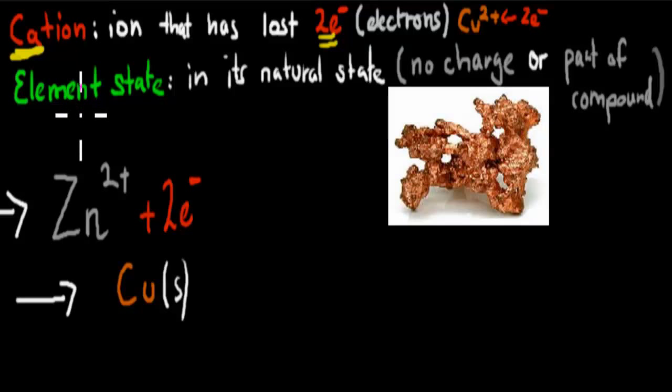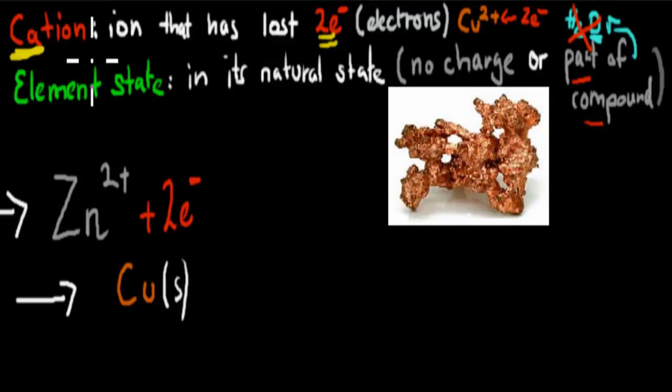Whereas on the other hand, if you have an elemental state, so this here, that is in its natural state, that means it has no charge, it's not negative or positive, it's not an ion, and it's not part of a compound. What I mean by part of a compound is, for example, if we have H2O, so water itself, in this case, oxygen is not in its elemental state because it's part of a compound. So H2O, this oxygen here, is not in its elemental state because it's part of a compound.